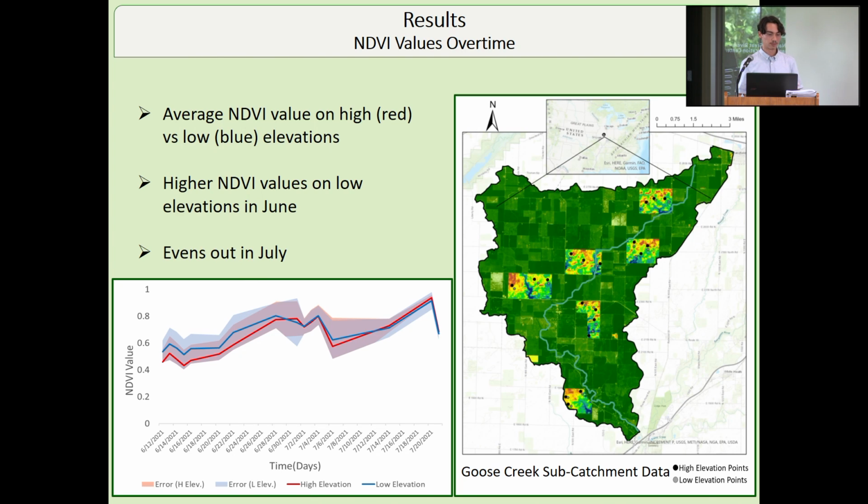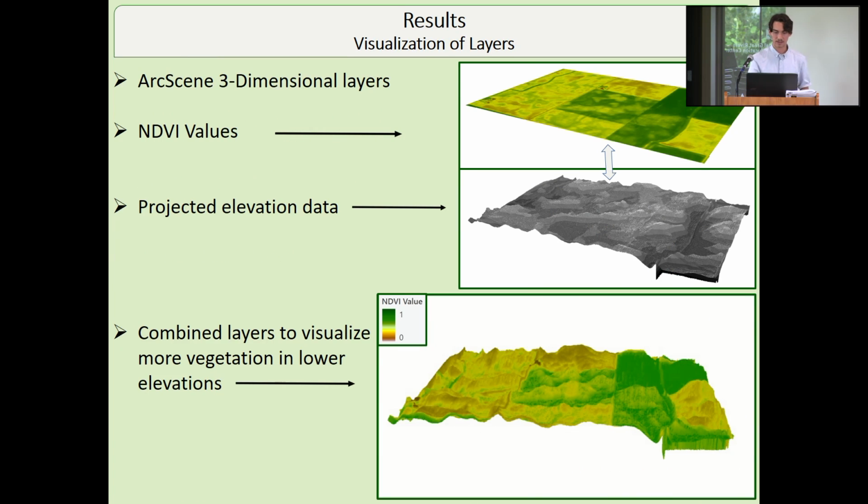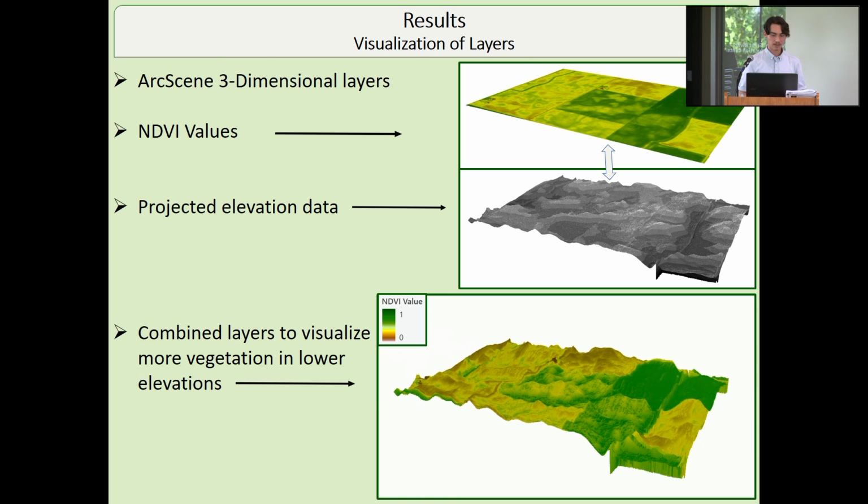So we were able to show that in these specific areas, the vegetation health and density is higher on lower elevations. And this is going to be a visualization of what one of those days in June looked like whenever the vegetation was higher in the lower elevated areas. This is another program called ArcScene, where it can project the layers as 3-dimensional layers. And the first one's going to be the vegetation values, and then the second's going to be the elevation.